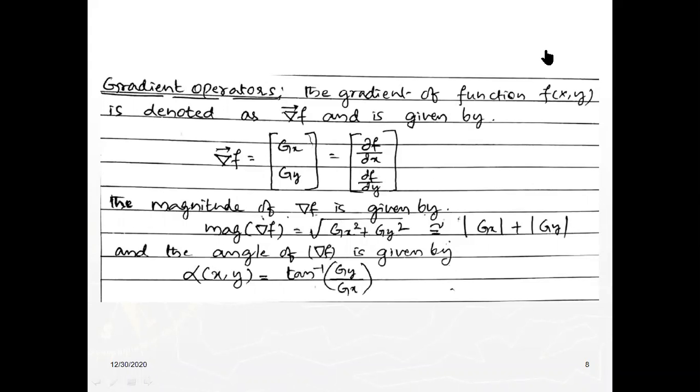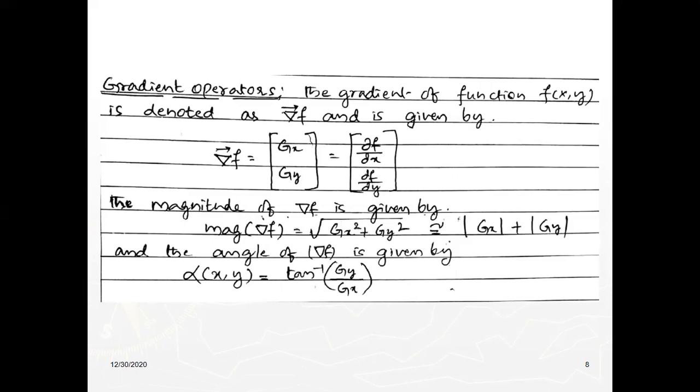Dear students, in the last video, we discussed the concepts of image segmentation. As you have seen, image segmentation is the process of dividing the image into its constituents. Also, we discussed how to detect isolated points, and how to detect lines in various directions, such as horizontal, vertical, and diagonal. We used different types of masks for detection of isolated points along with the lines.